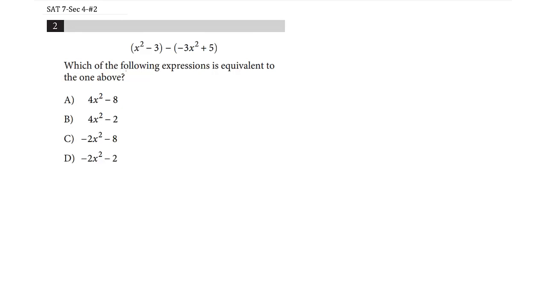Which of the following expressions is equivalent to the one above? Here we are continuing with the idea of opening up parentheses. So we need to distribute this negative 1 that's on the outside to open this second set of parentheses. Because nothing changes on the first one, we'll just copy it down as x squared minus 3. And we've got negative 1 times negative 3x squared is positive 3x squared. Negative 1 times positive 5 is negative 5.